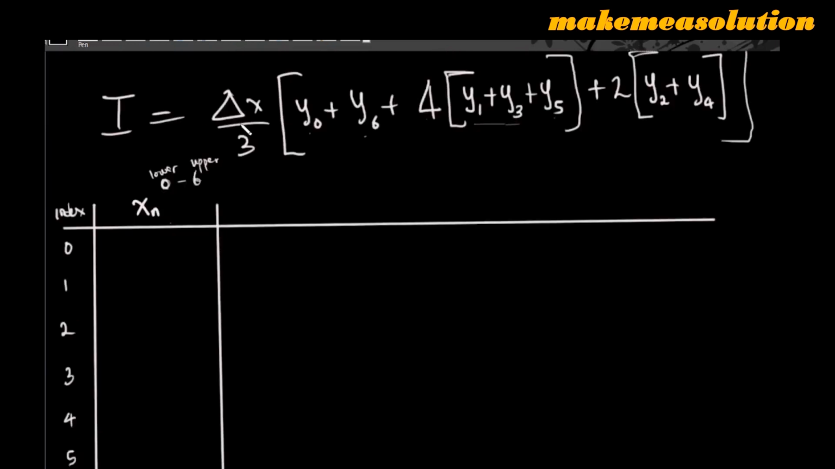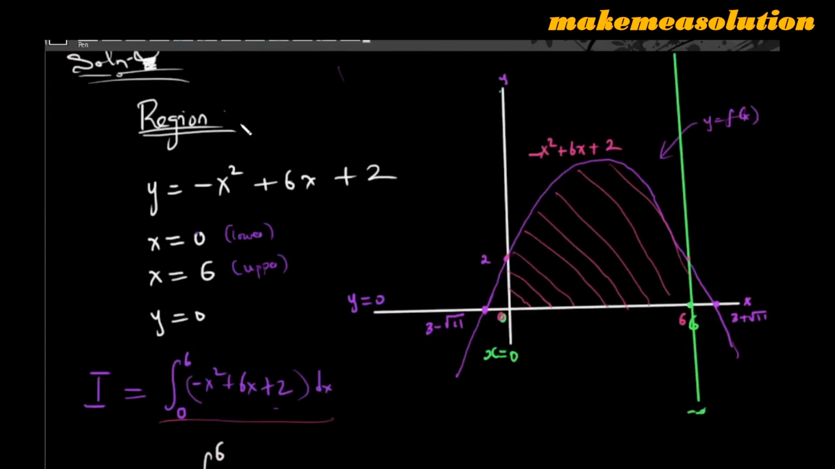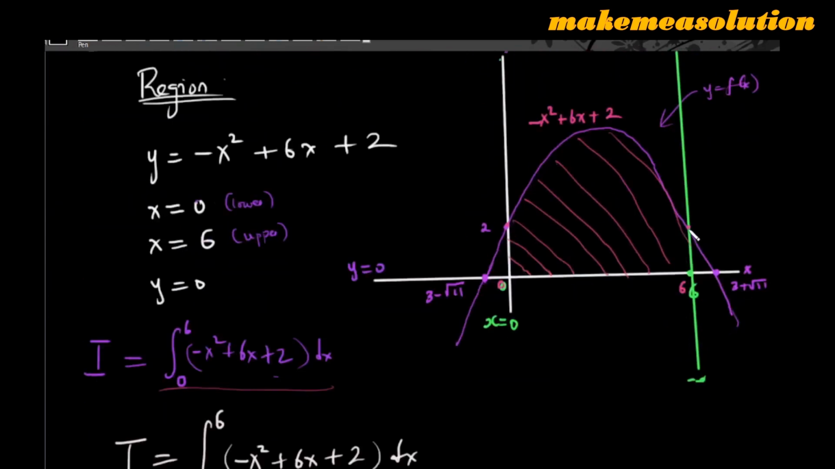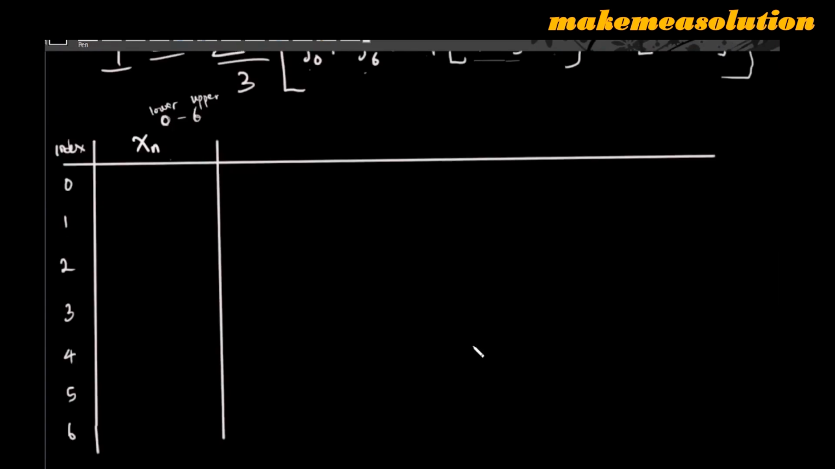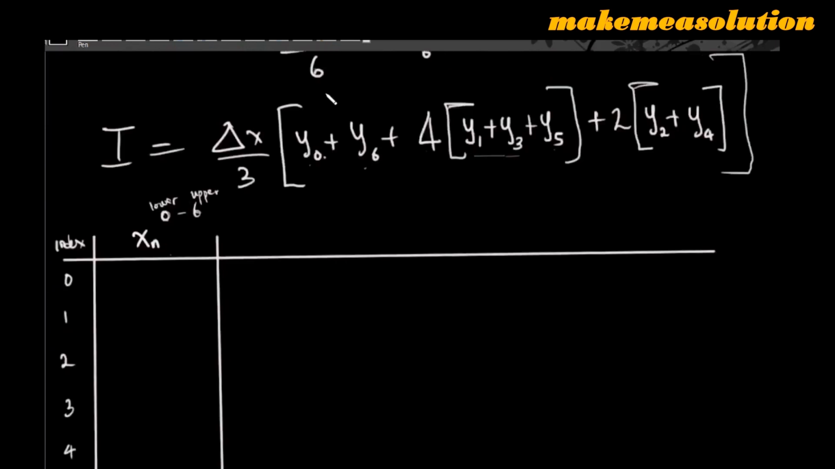Is that okay? So how did we get the upper limit of the integral? Remember, they said calculate the area bounded by. Because of this bound, this line has made us take this as the upper limit of the integral, and this line x equal to 0 has made us take this as the lower limit of the integral. Is that okay? So I hope we are clear on that. So I'm going to run from 0 to 6, in steps of delta x or in steps of h.